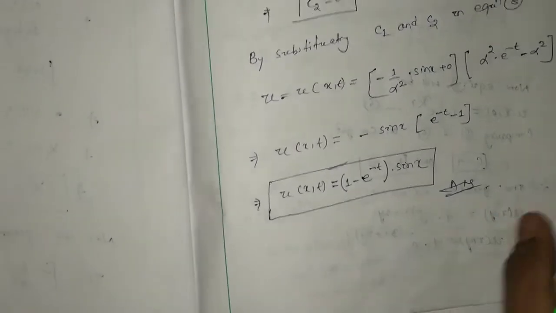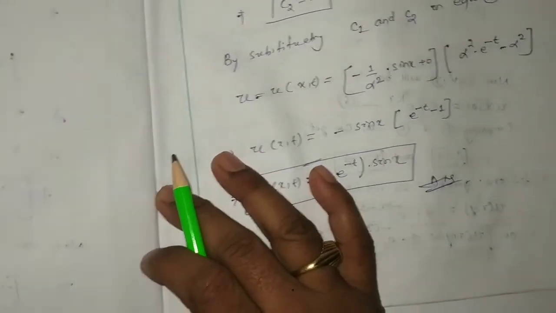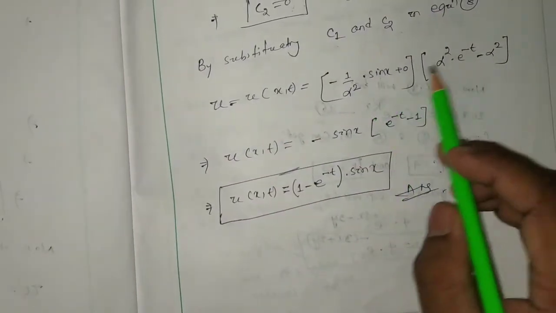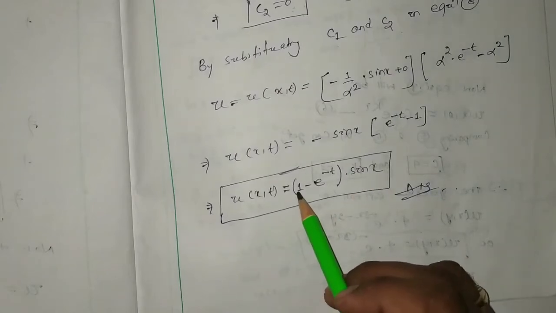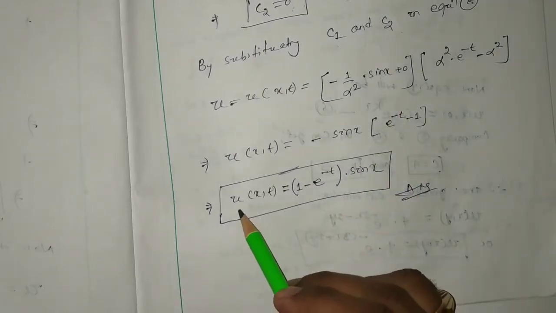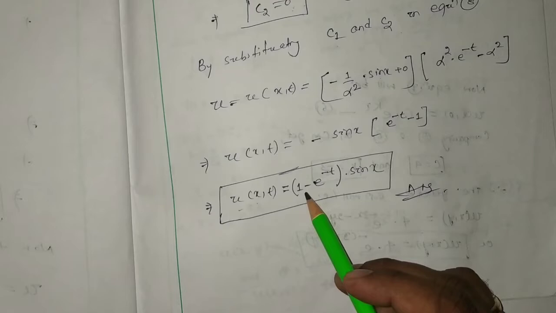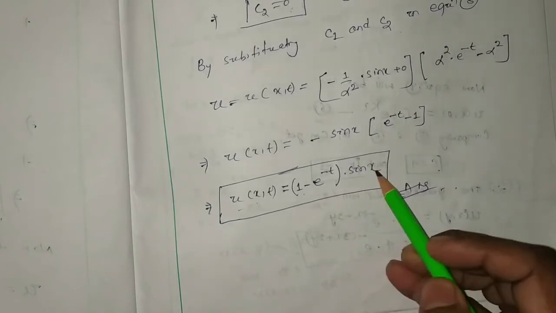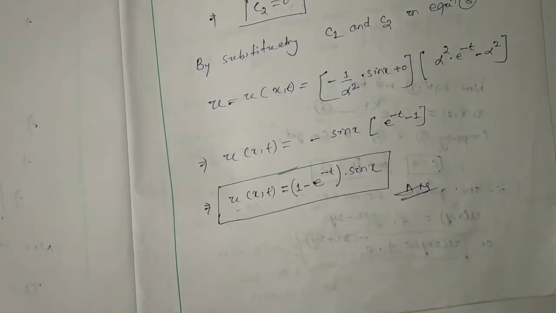So here you can see, if we consider further simplification, we can find finally u(x,t) will be equal to 1 minus e to the minus t into sin x. This is the final answer of this question.